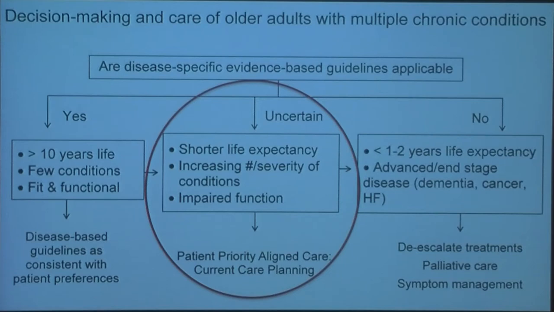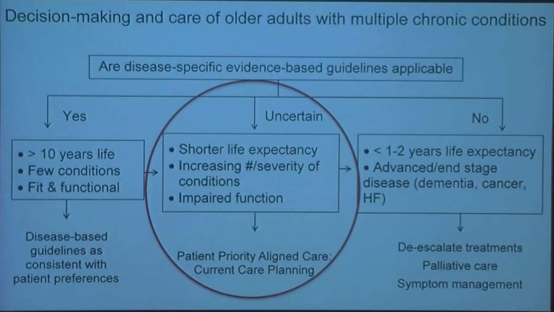On the other hand, we have about 15% of older adults who have a very decreased life expectancy, so they're not likely to benefit from disease-based decision-making. They have advanced, usually a single advanced illness that's driving their care, and this is the time to de-escalate or de-prescribe, approach palliative care and symptom management.